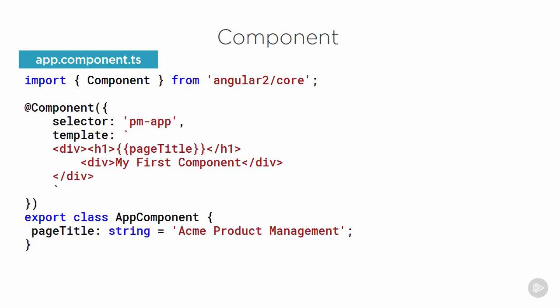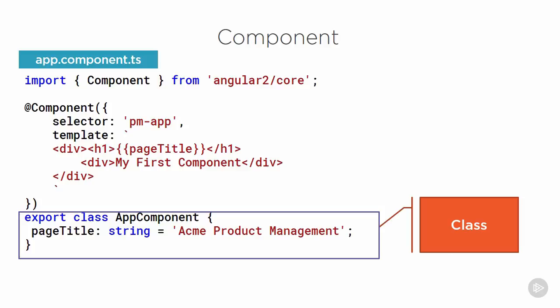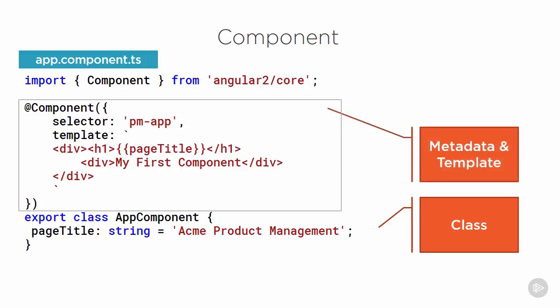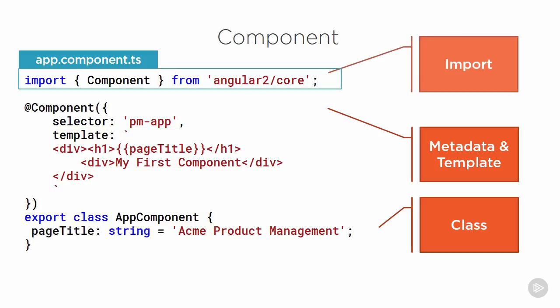Here is a simple component. It might look complex at first, so let's break this component into chunks, starting at the bottom. Here is our class. It defines the properties and methods needed by our view. Here is the component decorator that defines the metadata. The metadata includes the template that lays out the view managed by this component. And here we import the members that we need. Let's examine each of these chunks in more detail, starting at the bottom with the class.